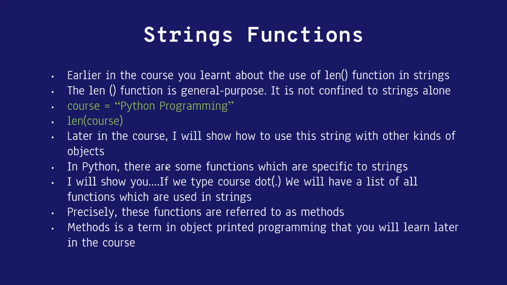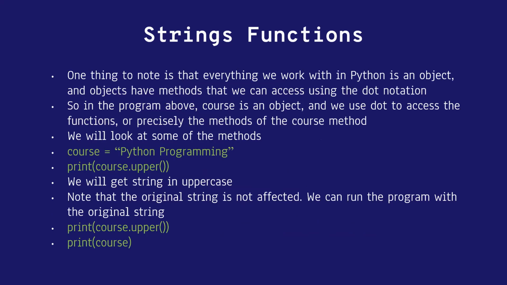Now, these functions are referred to as methods. Methods is a term in object-oriented programming that you will learn later in the course. One thing to note is that everything we work with in Python is an object, and objects have methods that we can access using the dot notation. So in the program above, course is an object, and we use dot to access the functions, or precisely the methods of the course object.